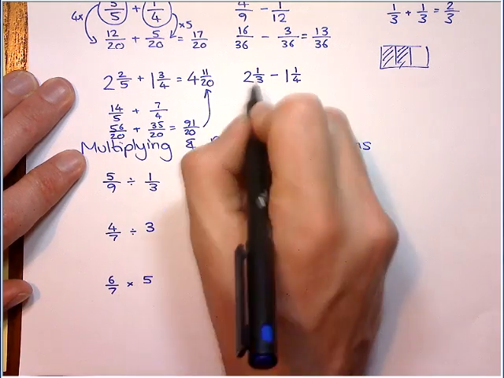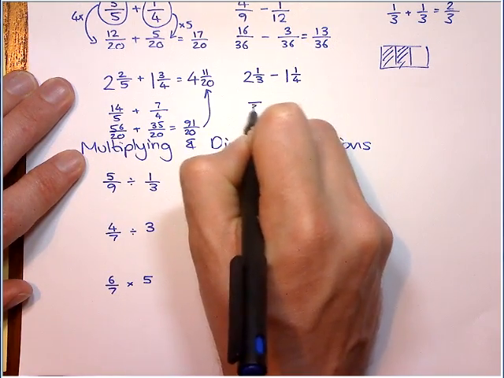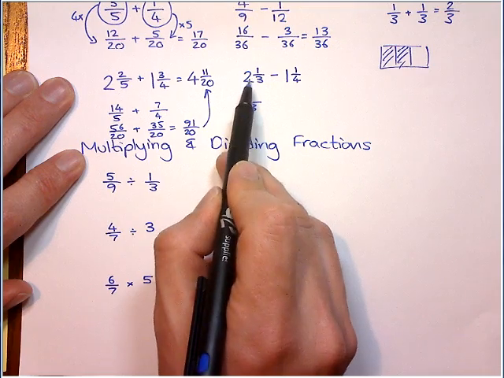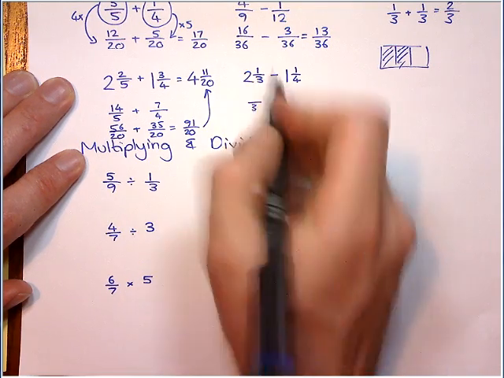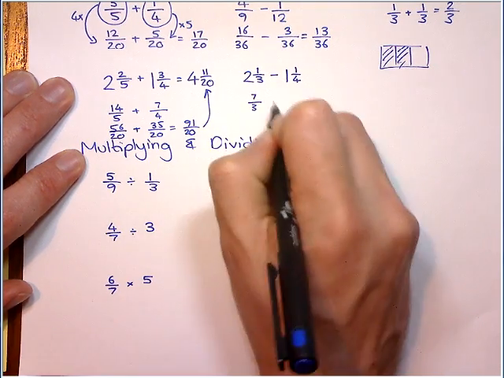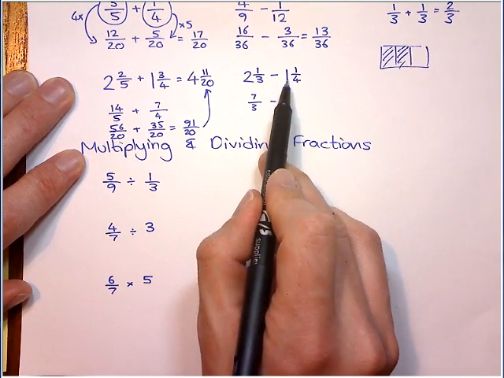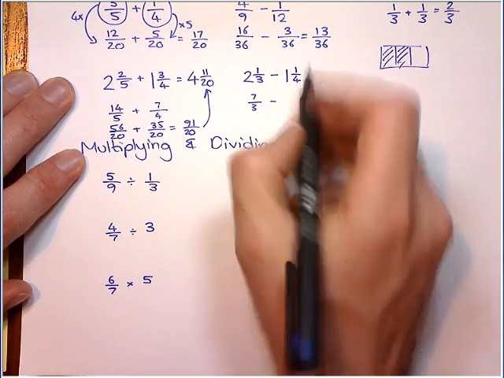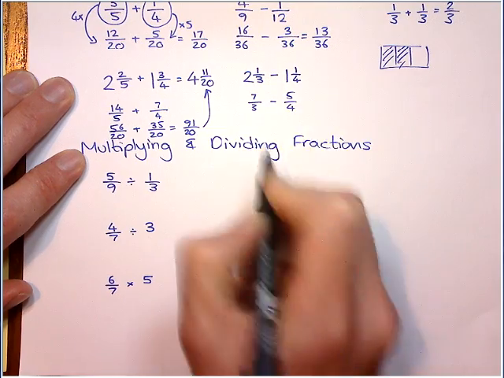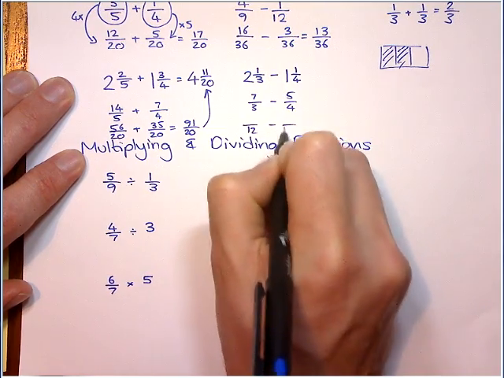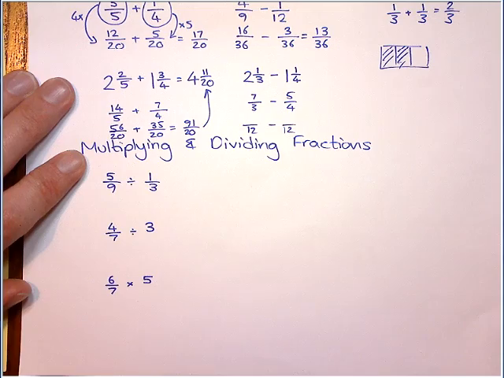Subtraction, I'll just show you again. Thirds this time. So how many thirds are there in a whole 2? Well, that's 6 thirds plus an extra 1, that's 7. How many quarters are there in a whole 1? Well, that's 4 quarters plus an extra 1. That is 5 quarters. 12 is the lowest common multiple of both 3 and 4.